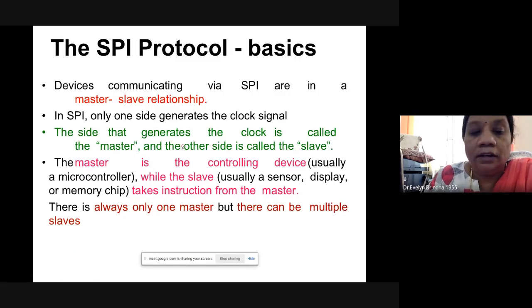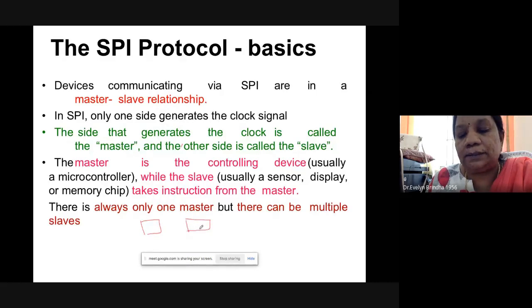Suppose I have a computer and I have another display device. Let's say this is a display device and this is my computer. Since the computer is generating the clock to the display device, the computer is known as the master and the display is known as the slave.